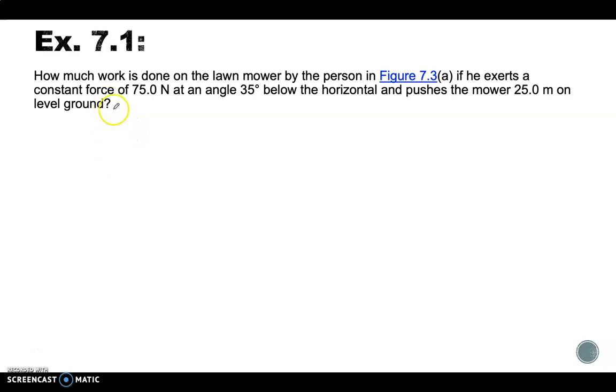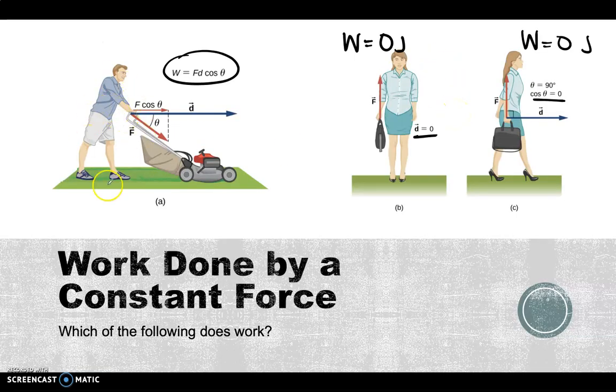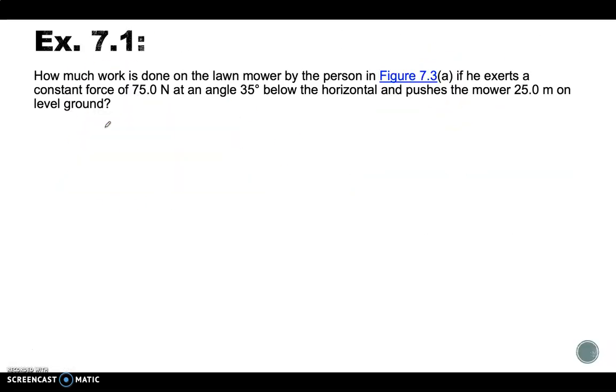We're going to go ahead and look into example 7.1. It states: how much work is done on the lawnmower by the person in this figure? So how much work is done by the person if he exerts a constant force of 75 newtons at an angle of 35 degrees below the horizontal and pushes the lawnmower 25 meters on level ground.